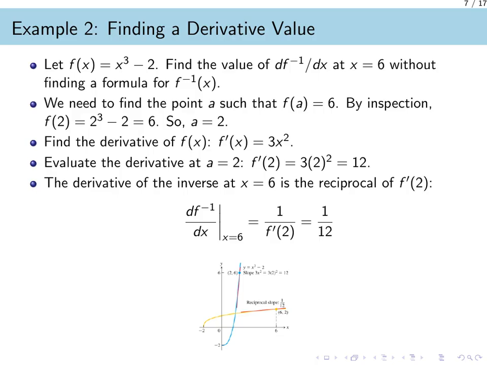By simple inspection, we can see that f of 2 equals 2 cubed minus 2, which is 6, so our value for a is 2. Next, we find the derivative of the original function, f prime of x, which is 3 times x squared. We then evaluate this derivative at our point a equals 2, which gives us 3 times the quantity 2 squared, or 12. The derivative of the inverse at 6 is simply the reciprocal of this value. Therefore, our final answer is 1 over 12.